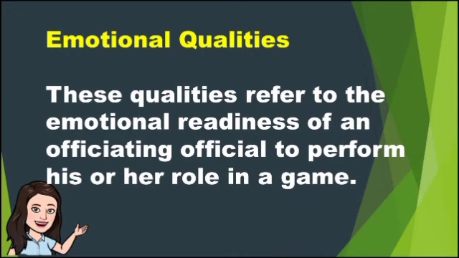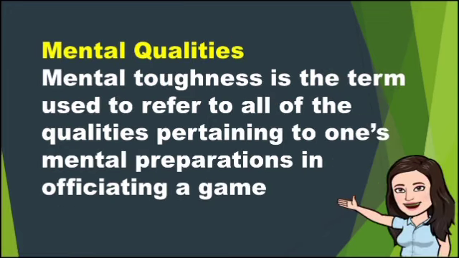Emotional qualities. These qualities refer to the emotional readiness of an officiating official to perform his or her role in a game. He or she might have mastered all the roles and possess a high level of fitness. But if the emotional attributes don't allow him or her to perform the duties and responsibilities of an officiating official, failure is expected. Emotional attributes that an officiating official should possess include confidence. It is having belief in oneself.